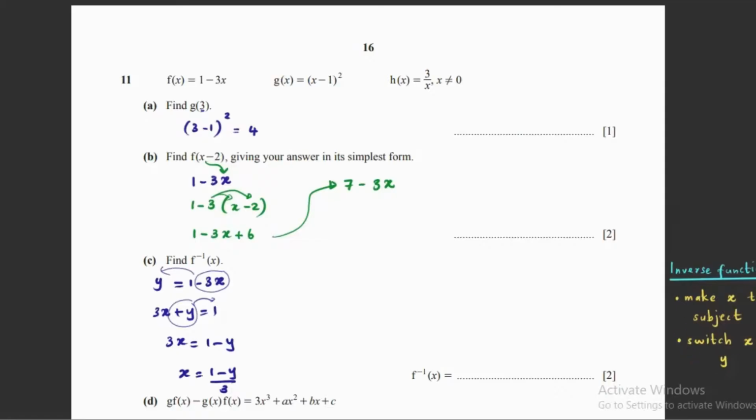The next step is to switch x and y. So I have x here and y here. I'm going to switch them around. So when I do that, I get y is equal to 1 minus x over 3, which means this 1 minus x over 3 is the inverse function.